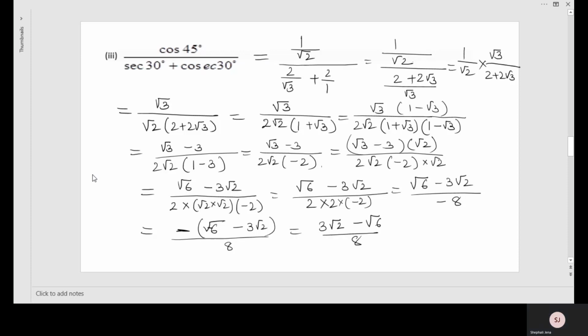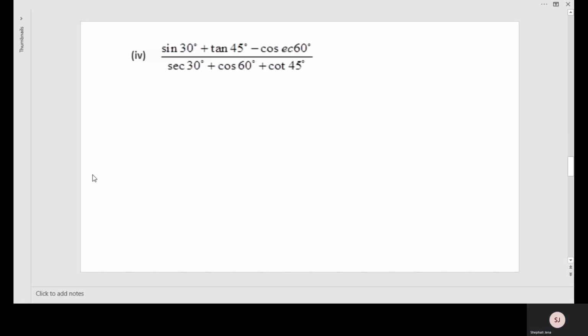Okay. The next question is sin 30 plus tan 45 degree. So you should substitute their respective trigonometrical values. Sin 30 is 1 by 2 plus tan 45 is 1, minus cosec 60, which is the reciprocal of sin 60, so 2 divided by root 3, whole divided by sec 30. Sec 30 is the reciprocal of cos 30, so 2 divided by root 3.